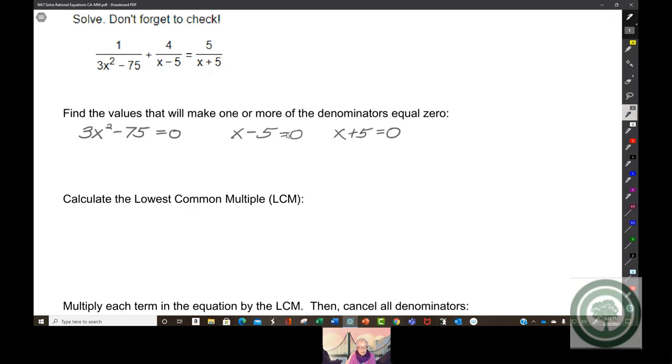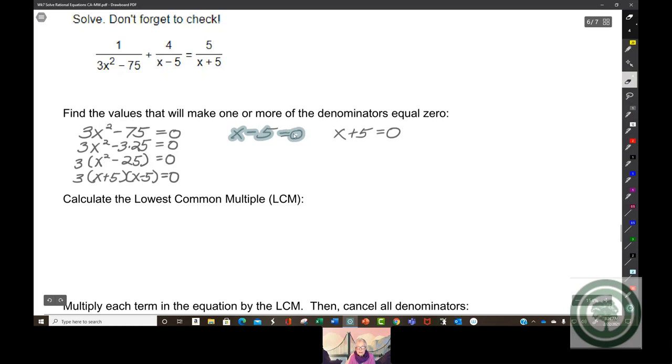All right. Well, these two are going to be easy and quick to solve. Let's take care of this. This is 3x squared minus 3 times 25 equals 0. So that'll be 3 times x squared minus 25 equals 0, which will be 3 times x plus 5 times x minus 5 equals 0. And so, yes, I'm about to run out of room there, so I'm going to erase that one for the minute and put it over here, see if that works.